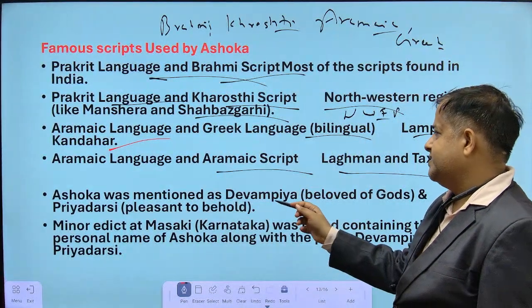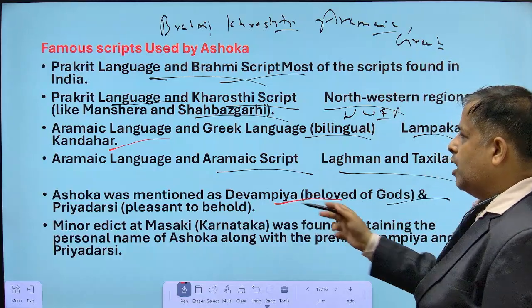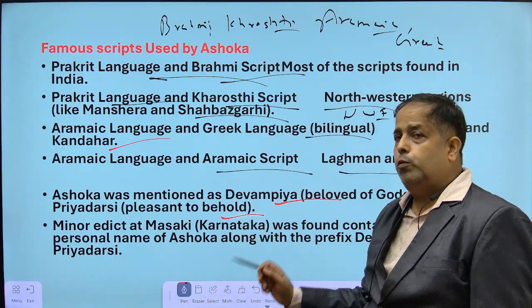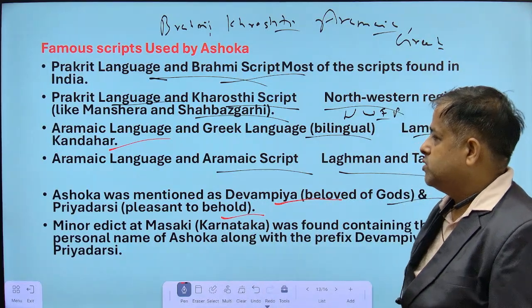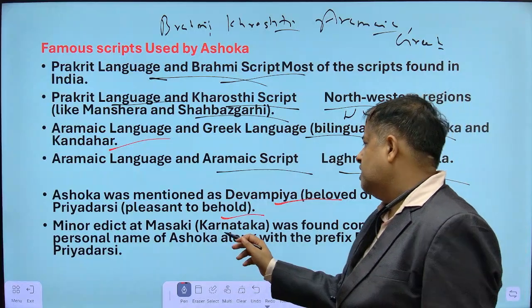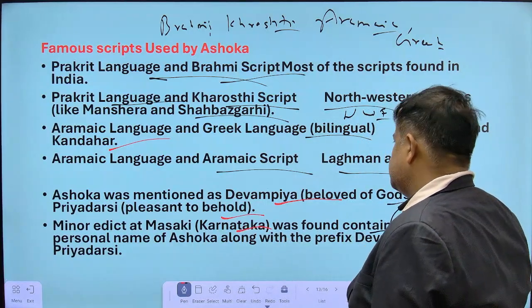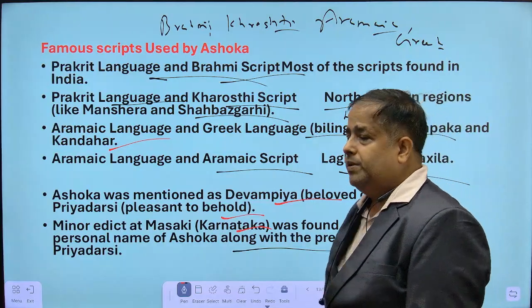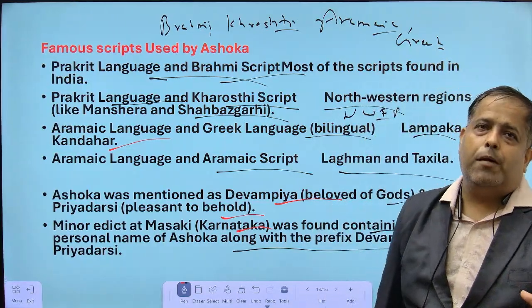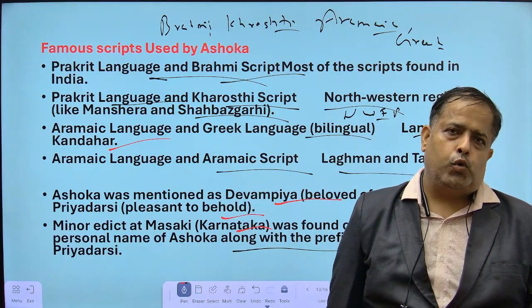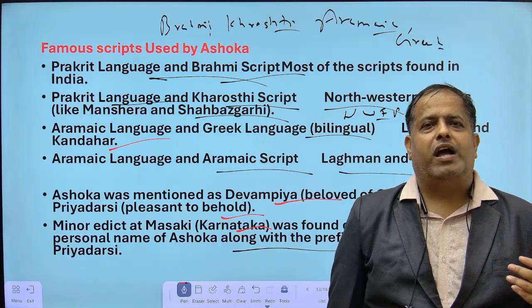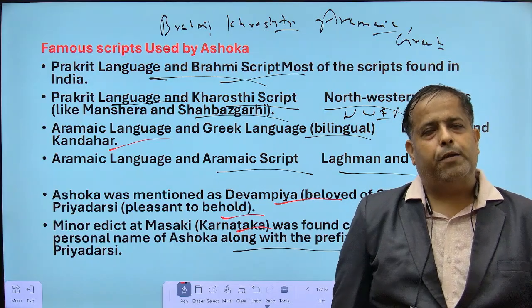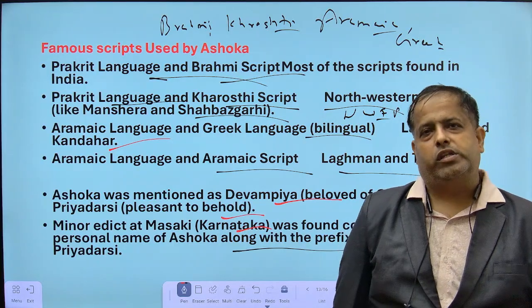Ashoka was mentioned as Devanampriya, belonging to the gods, and Priyadarshi, pleasant to behold, in his inscriptions. Minor edicts of Maski, Karnataka, were found containing the personal name of Ashoka along with the prefixes Devanampriya and Priyadarshi. So here Devanampriya Priyadarshi were also used, but the name of Ashoka is also mentioned. From here the people realized that these words were used for Ashoka.